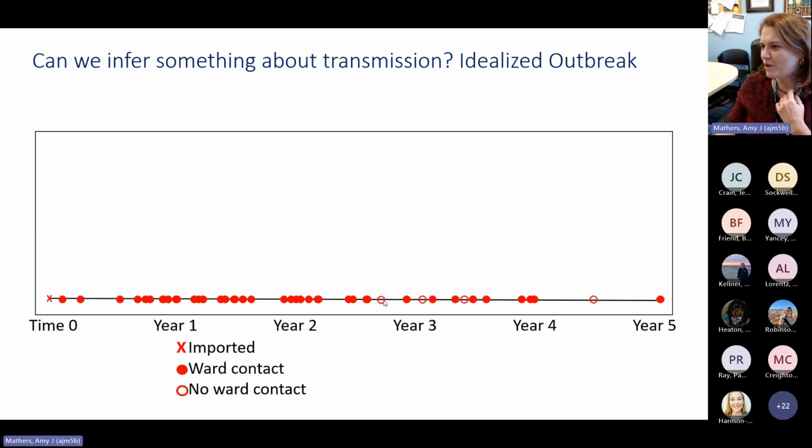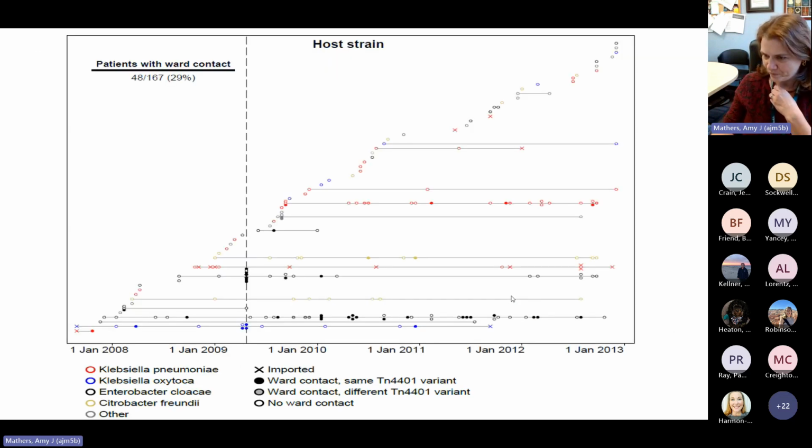Anybody who does epi work knows that occasionally you'll have a patient that pops up with that strain and wasn't on the ward at the same time as anybody else that had it. And you're like, I don't know how in the world that patient got it. So there are some hollow circles where you're scratching your head about where the transmission link that you might have missed was. This is what our outbreak looked like.